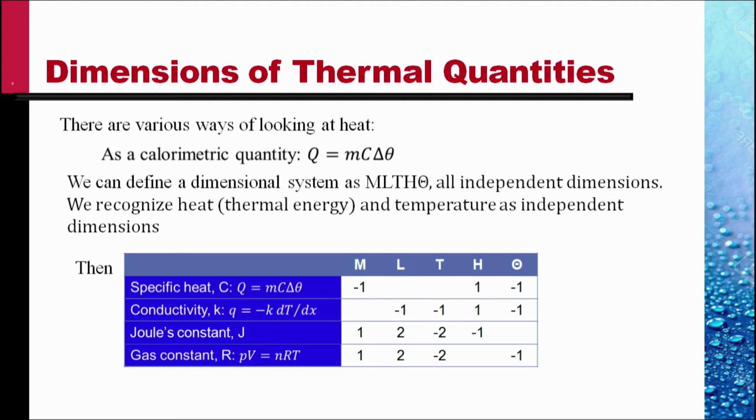So now in a system, we have 5 dimensions: M L T for the mechanics part and H and theta for the thermal heat transfer part. They are all independent dimensions. We recognize heat, the thermal energy, and the temperature as independent dimensions. Then the specific heat would have a dimension of heat energy per unit mass per unit temperature difference. So M minus 1, H 1, and theta minus 1.